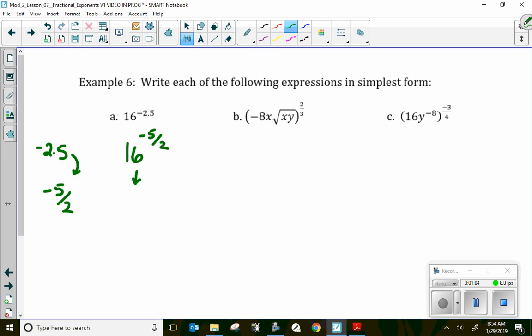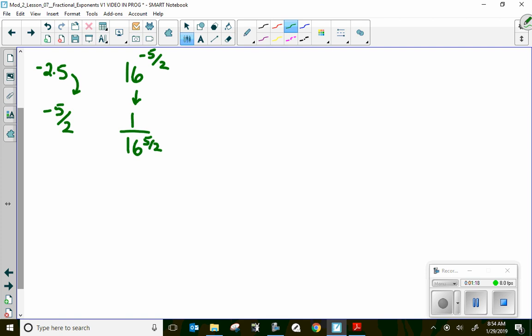Well, what do my exponent rules say? First they say if I have a negative exponent, I need to flip it. So 1 over 16. Now my exponent is positive. And beyond that, top down, bottom out, right? So I have 1 over the square root of 16 to the power of 5. Top down, bottom out. And that's saying 1 over, well, the square root of 16 is 4, 4 to the power of 5.